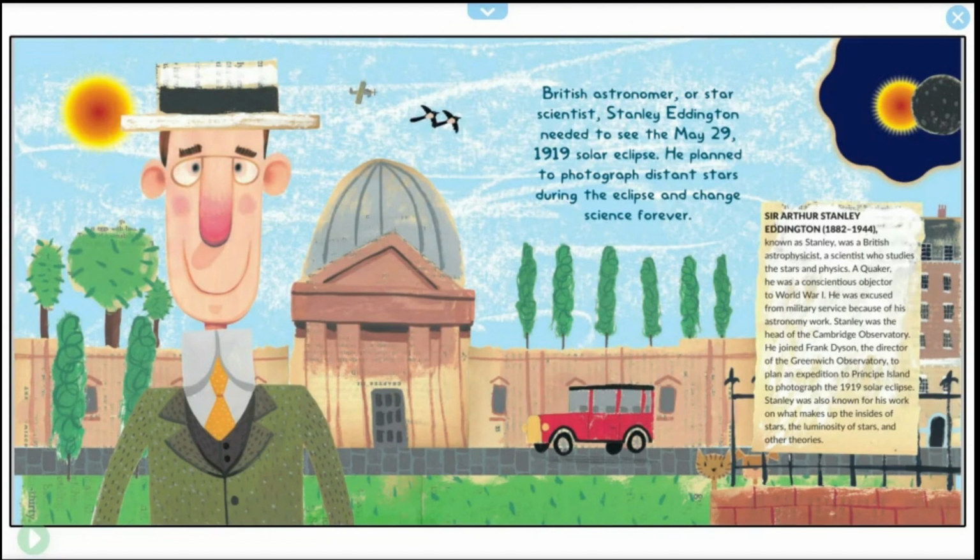British astronomer, or star scientist, Stanley Eddington needed to see the May 29, 1919 solar eclipse. He planned to photograph distant stars during the eclipse and change science forever.